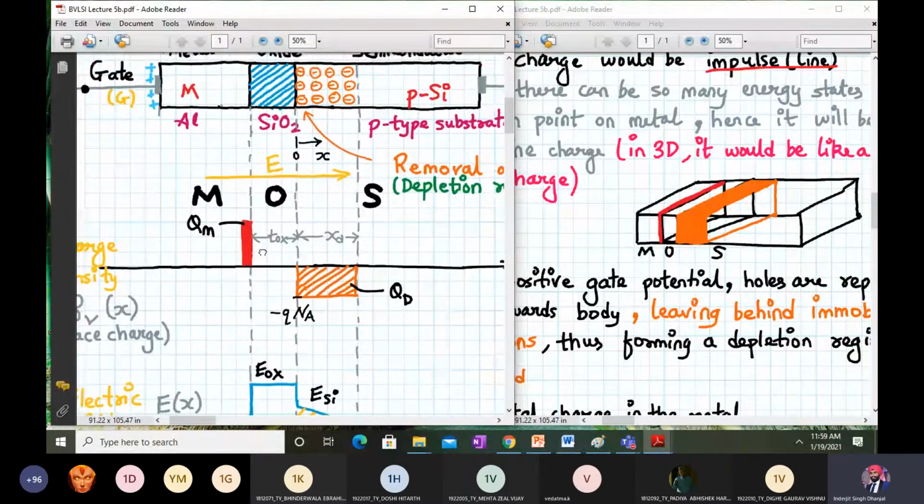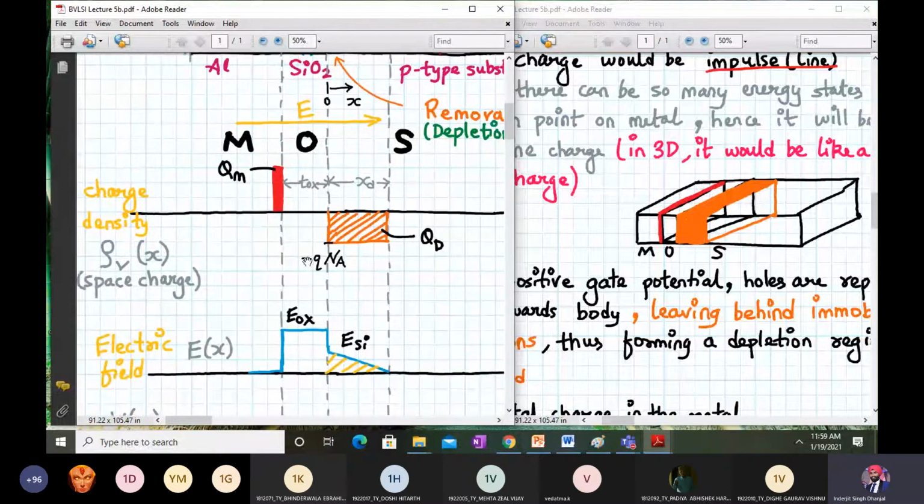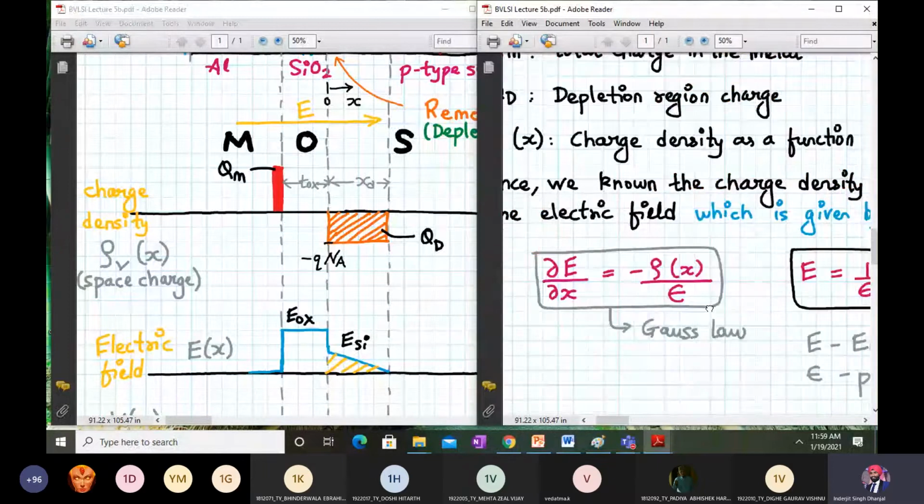And the diagram we have drawn over here is the charge density, or we also call it space charge, rho v of x. It is a function of distance. Once we know the charge density, we can find the electric field. How? Let us see the expression.